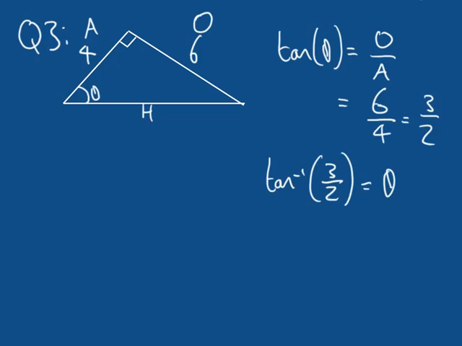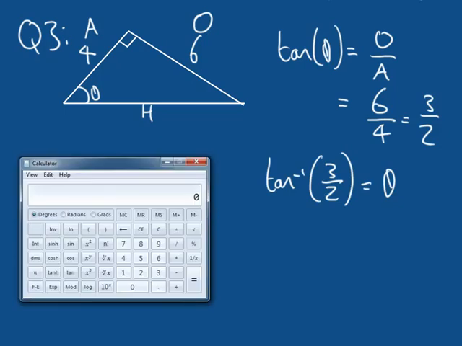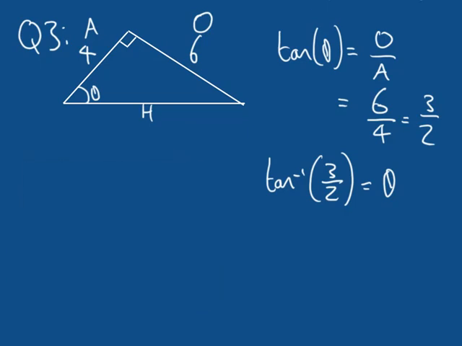We can use a scientific calculator to get that angle. So I'm going to take 3 divided by 2, that's 1.5. And then I'm going to calculate the inverse tan of 1.5. And it tells us that our angle is approximately equal to 56.310 degrees. So theta is approximately equal to 56.310 degrees.